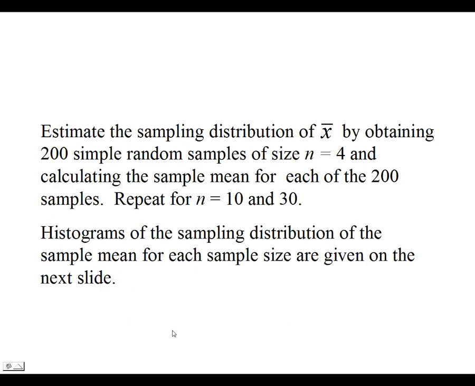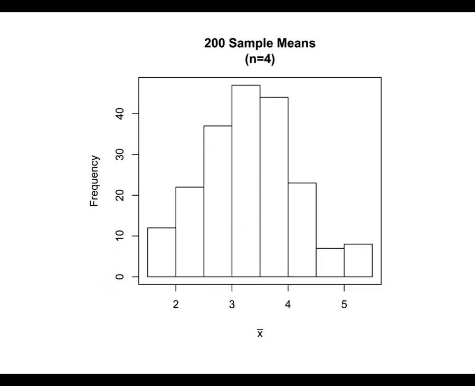Well, we're going to take 200 simple random samples of size n equals 4. We're going to calculate the sample mean for each of these 200 samples. We're going to repeat for sample sizes of 10 and 30 to show how n is changing the look of the distribution. In the next few slides I've got those distributions. So the first one is at n equals 4. Clearly it is mound shaped. We have a little bit of symmetry, but it doesn't appear to be normally distributed. We've got some issues on both sides, in fact.